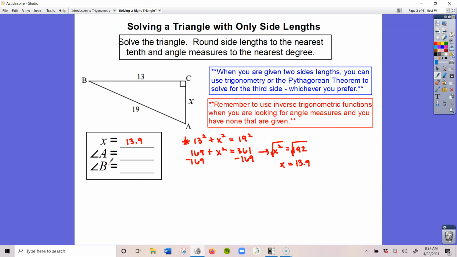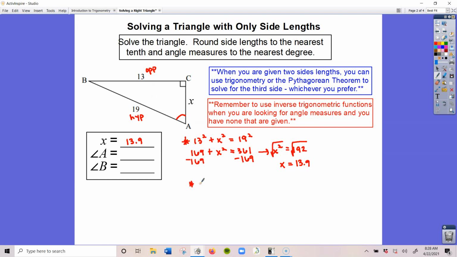Now we're going to solve for these missing angles. I'm going to use the 13 and the 19. You can also use the 13.9 that you solved for here, but I typically like to stick to the whole numbers because you'll get a more precise answer since x was rounded. So to solve for A, the 13 would be the opposite side, and the 19 is the hypotenuse. The trig function that uses the opposite and the hypotenuse is sine.